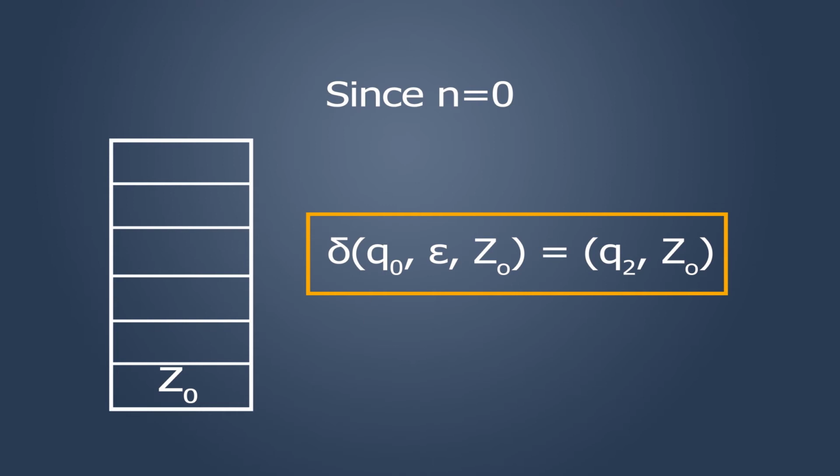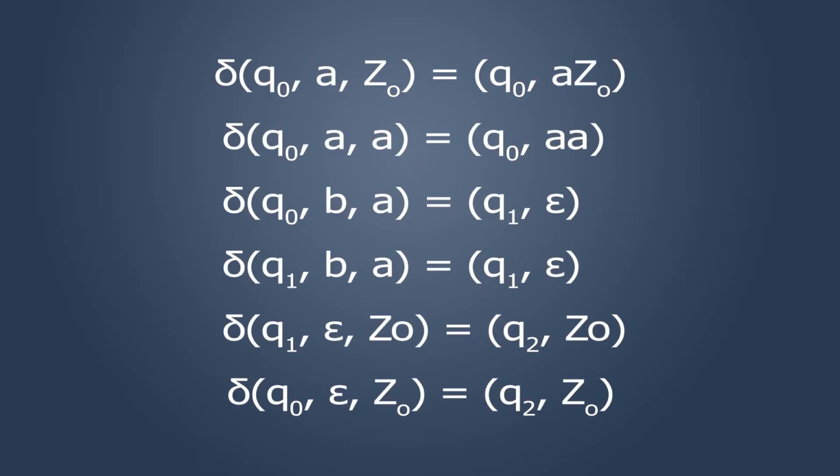Q0 is the starting state. If we don't have any inputs, that we write it as epsilon. And if I see the stack now, we can see Z0 to be the top of the stack. Then I should directly go to my final state, that is nothing but Q2 with Z0 as top of the stack. These are the transition functions for this PDA, that is for this push down automata.